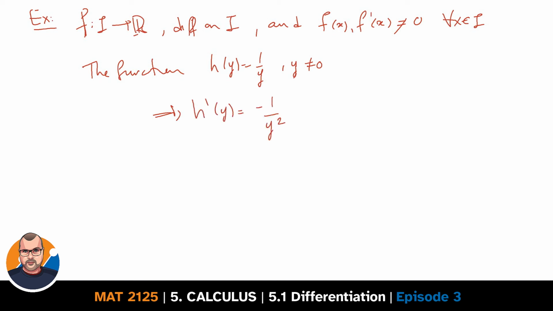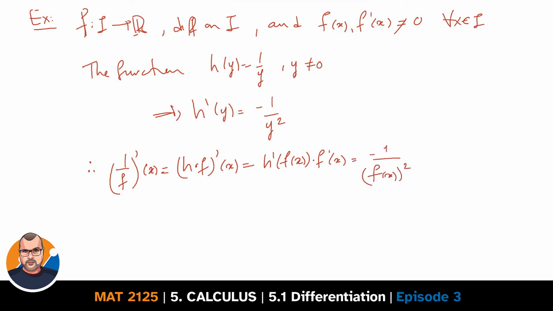The consequence of this is that if you consider the function 1 over f, and you look for its derivative, well, you first rewrite 1 over f as a composition of h with f, and by the chain rule this would be h prime at f at x times f prime at x, and we know what h prime at f at x is. This is minus 1 over the square of f at x, so that the derivative of 1 over f is really minus f prime at x divided by the square of f at x for every x in the interval.